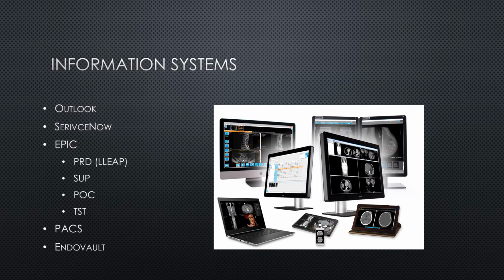An information system that is frequently used in this team is Outlook, which is the primary method of communication. And this is also the first place to look if there are any new tickets. Another system that is frequently used is ServiceNow, and this is where you manage the tickets. And probably the most important information system used by Radiant analysts is, of course, Epic.